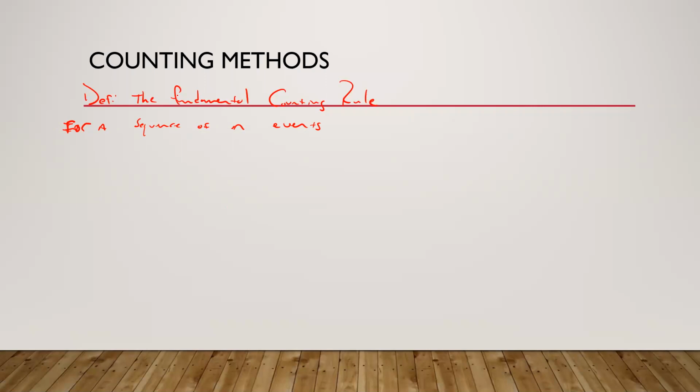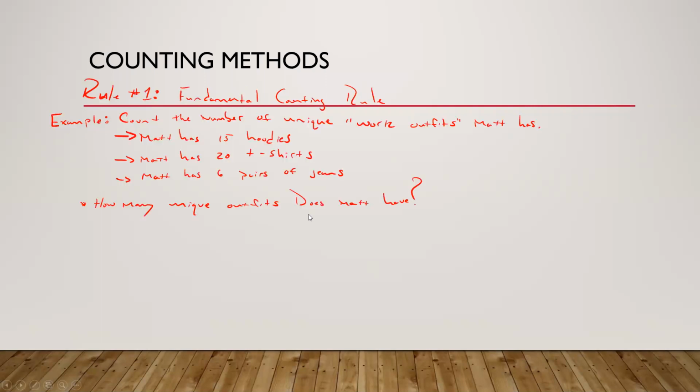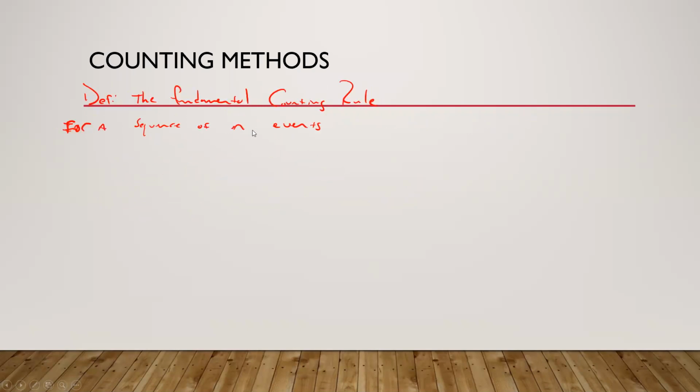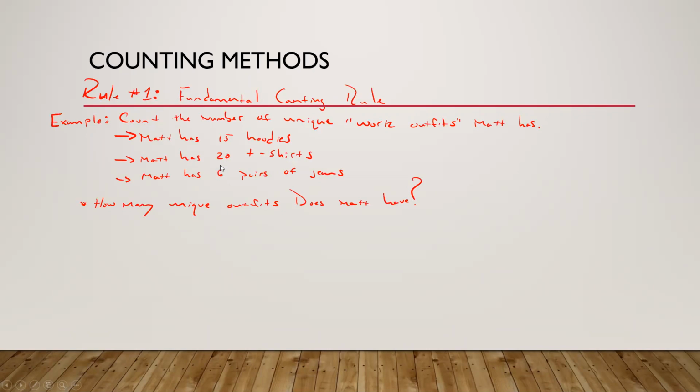What I mean by a sequence, and I'm going to go back a slide for a second: my sequence is getting dressed for work every day, and my sequence consists of 3 events. That's what I mean by the n events. I need to select my hoodie, I need to select my t-shirt, and then I need to select my pair of jeans. And that's it. That's my sequence.